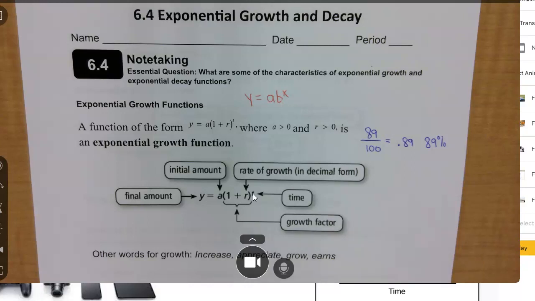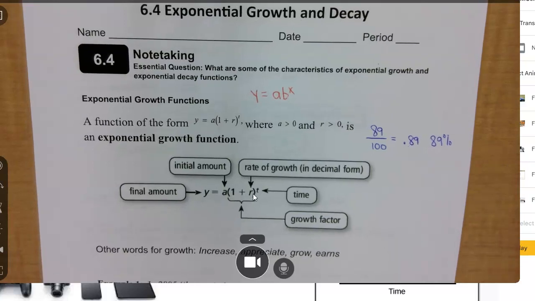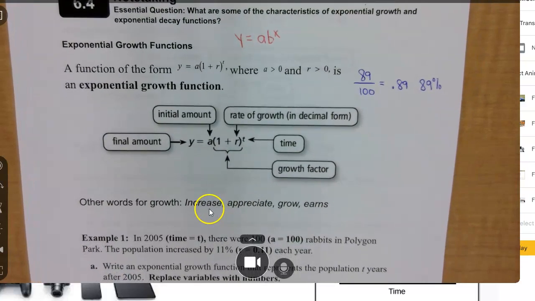Now, when you're dealing with exponential growth, it's not always going to say, this is an exponential growth question. You have to look at some of the vocabulary that's being used. And so some of the words you're going to see for growth are words like increase, appreciate, grow, earns. These are all words that relate to the idea that something is growing in value over time.